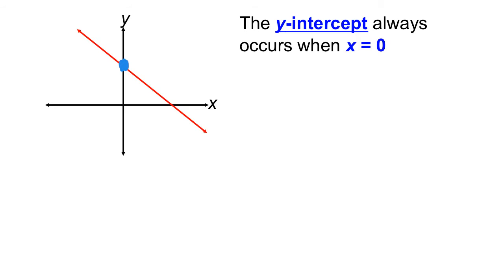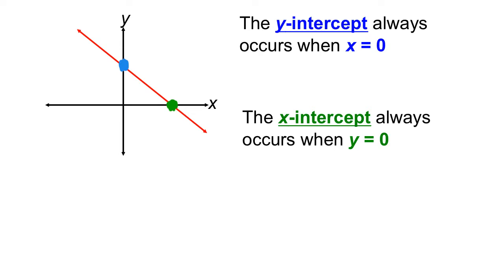The y-intercept, right here, is where the line crosses the y-axis. And it always occurs when x is 0. So if you think about the coordinates of the y-intercept, it happens when x is 0. The x-intercept is where the line crosses the x-axis. So if you think about the coordinates of that point, y is 0.